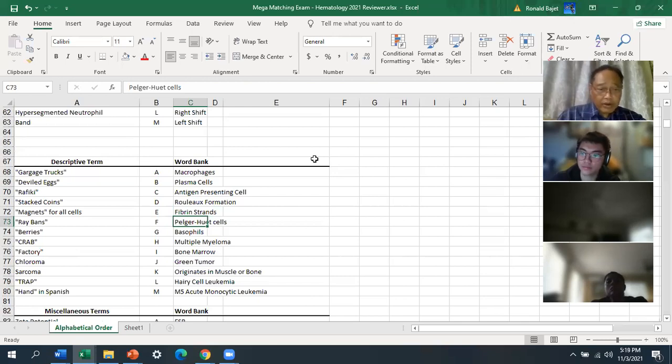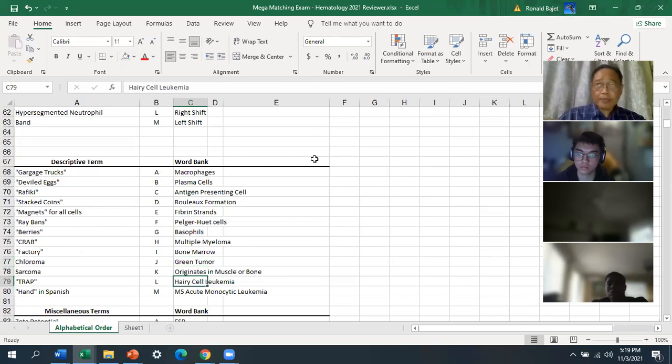Ray bands are Pelger-Huet cells. I use the term berries to describe basophils. I told you about the acronym CRAB: calcium, renal, anemia, and bone involvement, and that's multiple myeloma. The factory, I describe the factory as the bone marrow. If the factory is shut down, the bone marrow is shut down, just like aplastic anemia. Chloroma is a green tumor, a collection of cells, as opposed to sarcoma, which originates in bone and muscle.